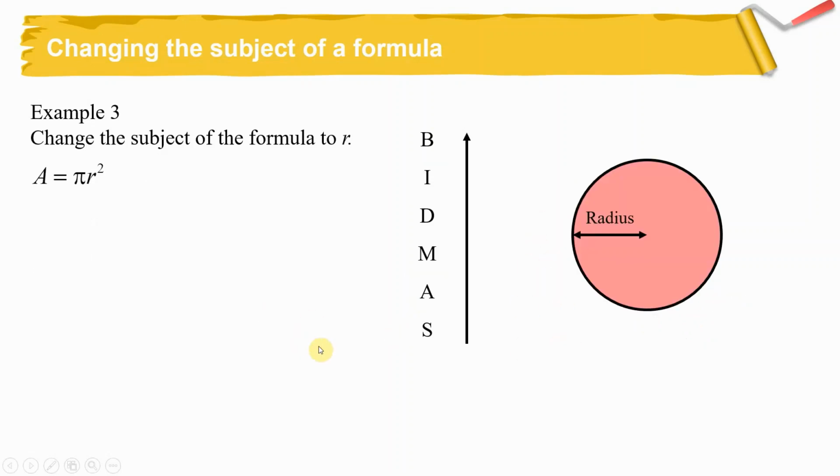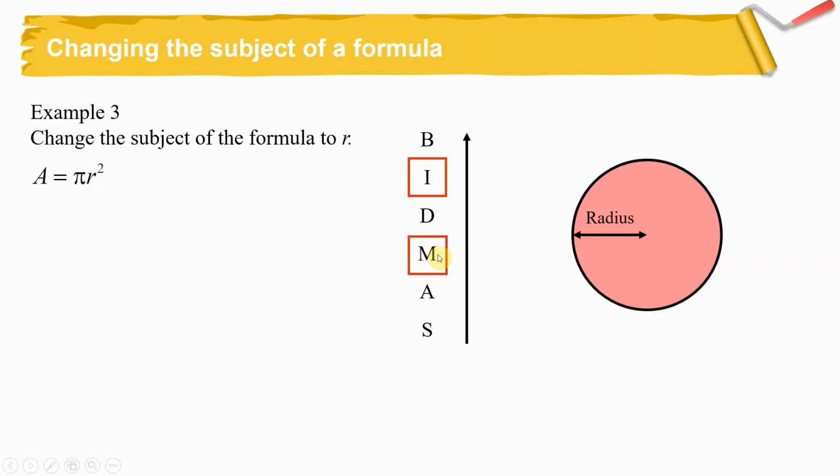For the third example, we have the area of a circle. The formula is pi r squared. Pi is just a number, alright, we shall keep it as pi all the time. And we want to change the subject to r. So in this formula, we have two operations. One is multiplication, pi times r squared. Another one is square, whereby you have r squared. So we have multiplication and index.